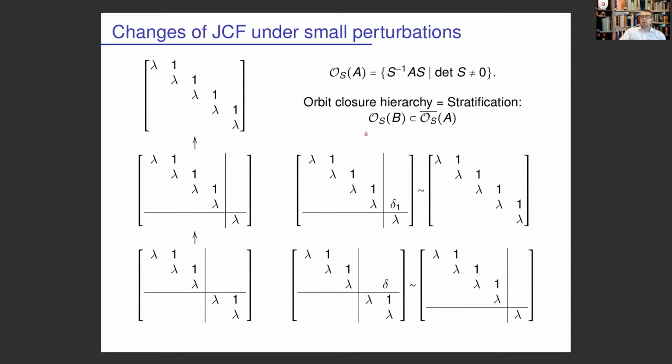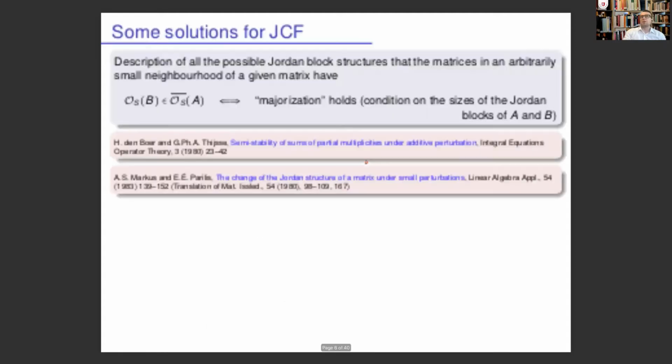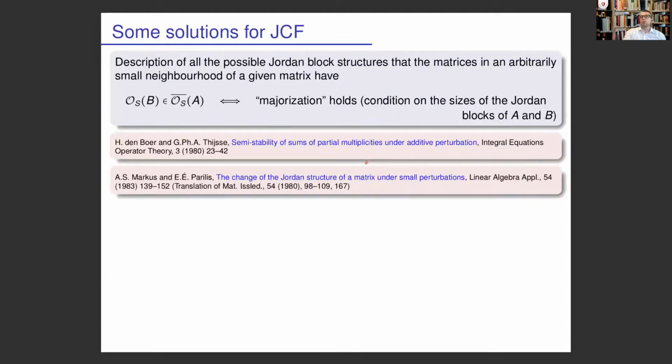So in more abstract terms, it means that the closure of an orbit contains another orbit in it. So for example, in this case, the closure of an orbit A contains an orbit B, and it means that a small perturbation of the orbit B can bring us to the orbit A. This problem goes back at least to 1978, where it was stated as an open problem by Goldberg and Kaashoek in this paper. And lately it was solved independently by two groups of authors.